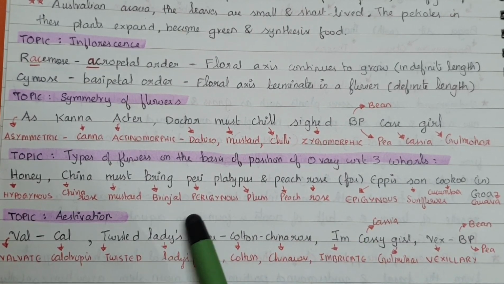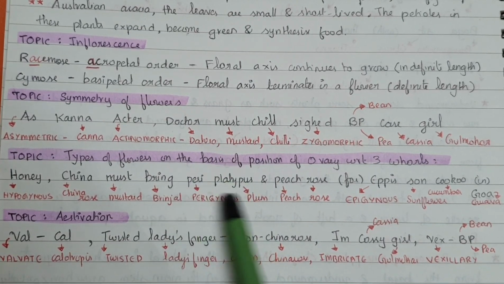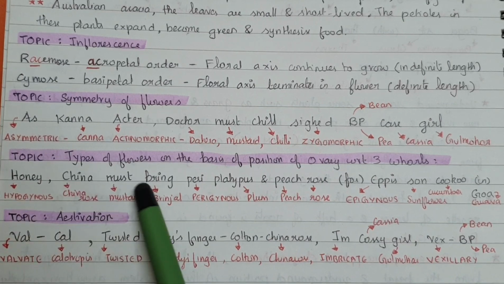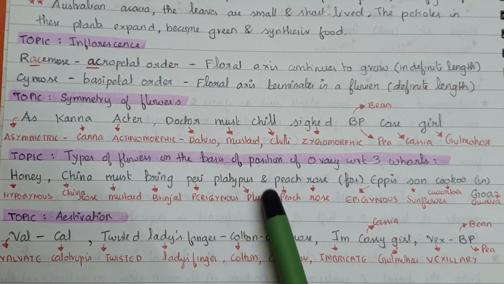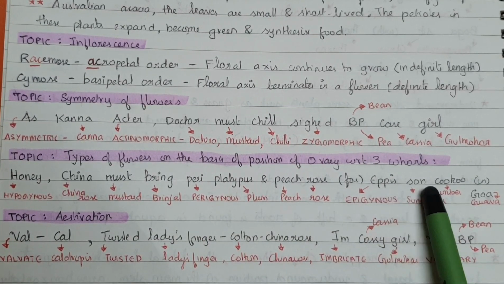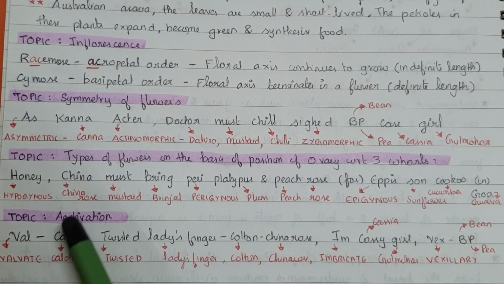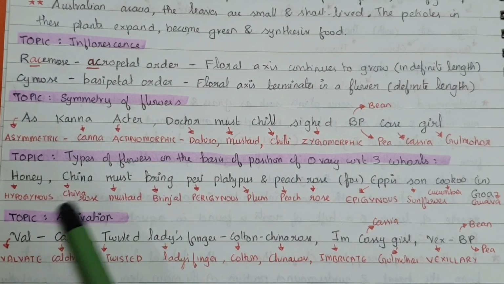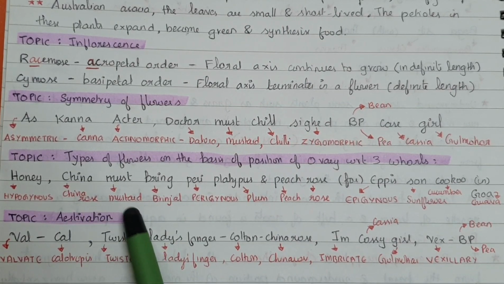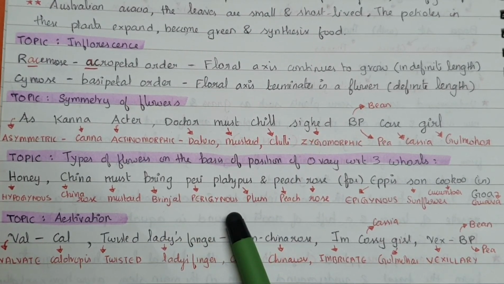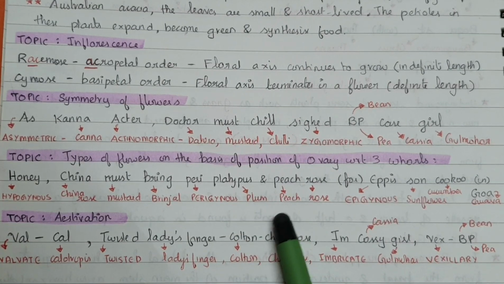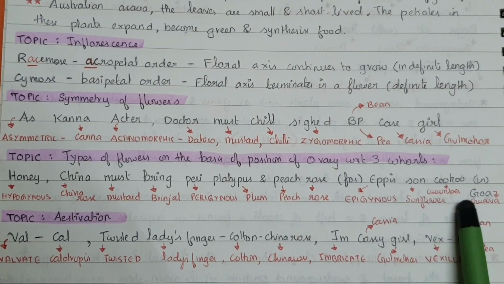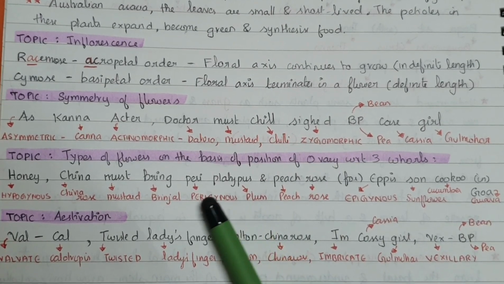But in English you can learn it as periplatypus. We all know Perry the Platypus, right? So, "China's honey, China must bring periplatypus and peach rose for Epi's sun cuckoo in Goa." The trick is hypogynous for China rose, mustard, brinjal. So hypogynous flowers are present in China rose, mustard, brinjal. Peri, that is perigynous, present in plum, peach, rose, then epigynous present in sunflower, cucumber and guava. So this was the trick.